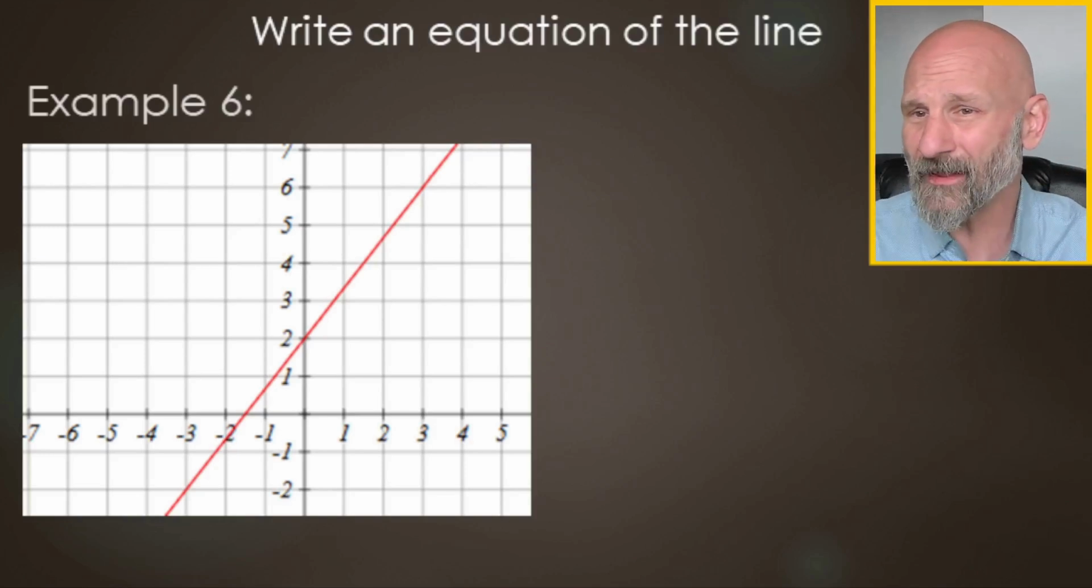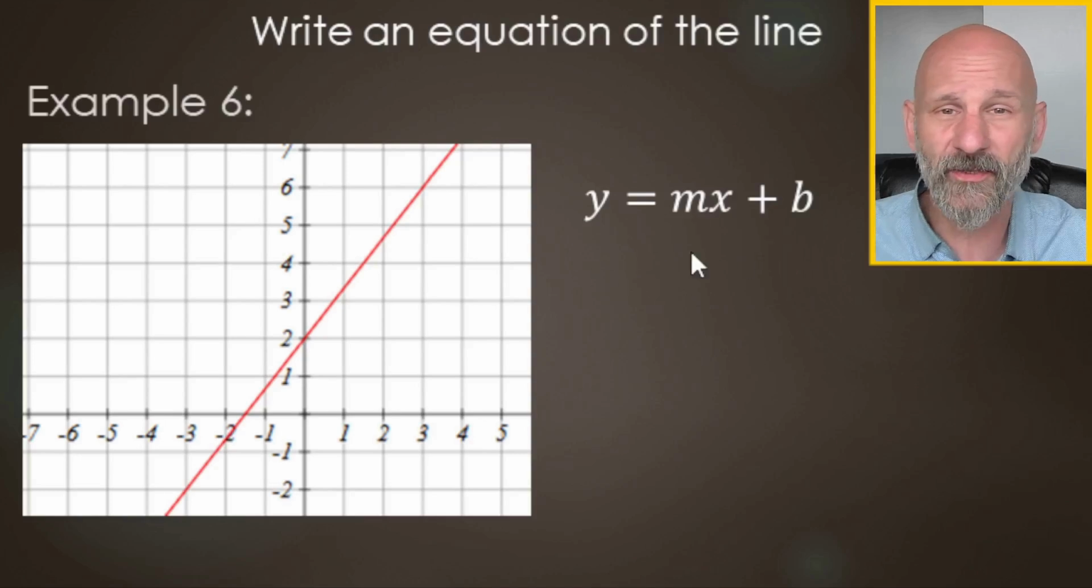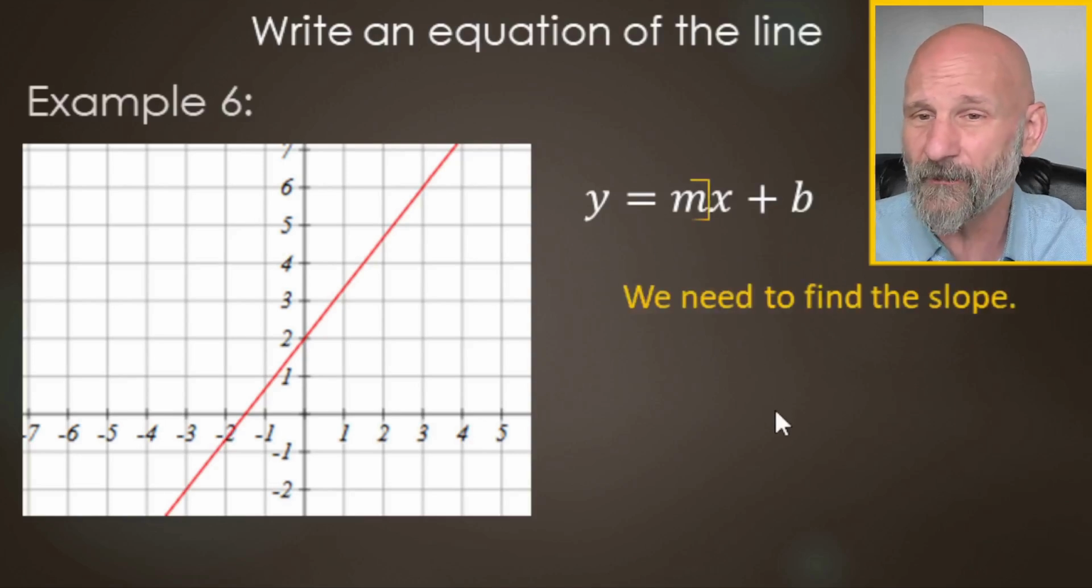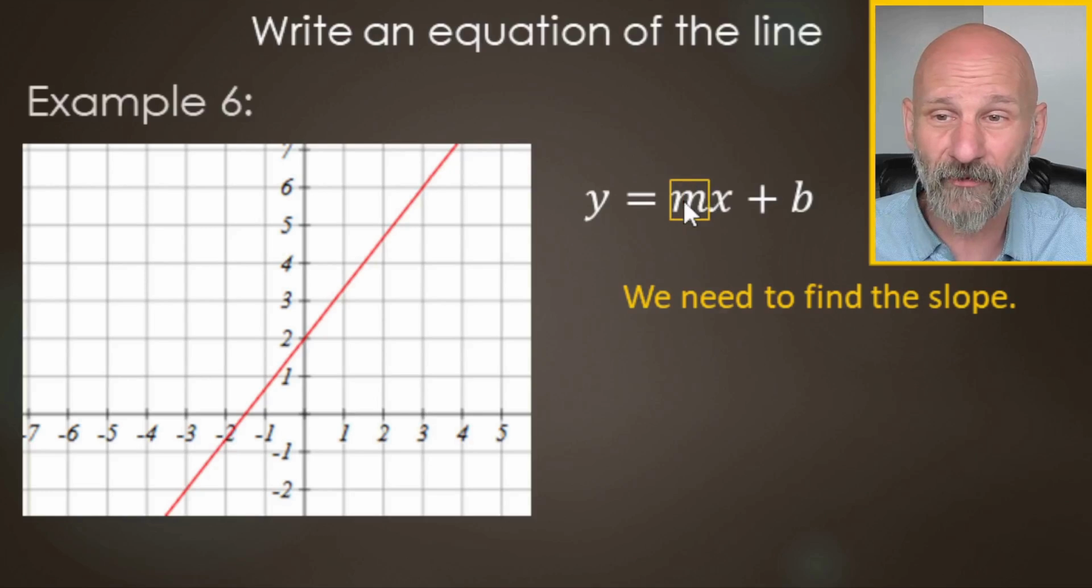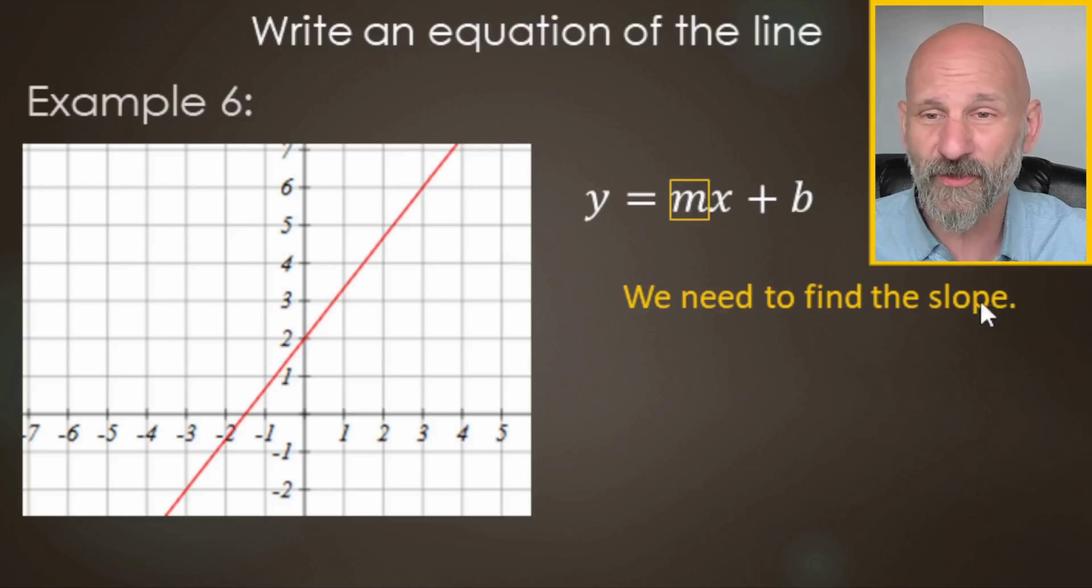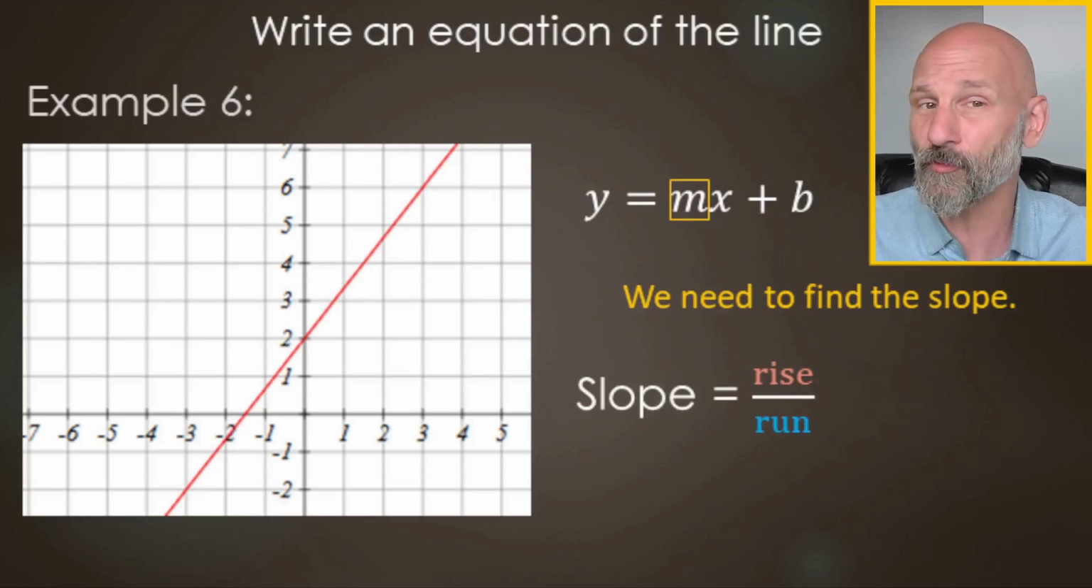So here we go. We're going to write the equation of this line here. We are going to be writing these in slope-intercept form, y equals mx plus b. We do need to find the value for the m and the value for the b. We'll start by finding the value for the m, and that's going to be the slope. Okay, so slope, remember that's rise over run.